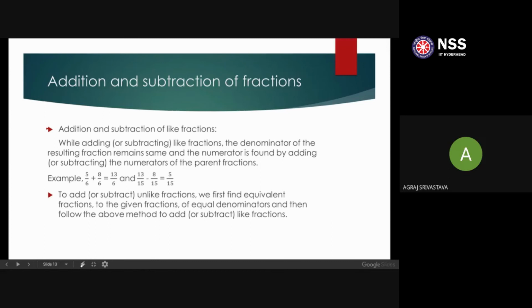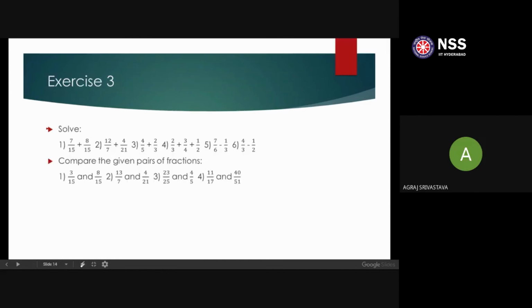But to add or subtract unlike fractions, we have to make the conversions to equivalent fractions with the denominator LCM, as we checked for the previous question, and then add or subtract the resultant numerators. So an exercise for the same, the first question is extremely simple. You just add the numerators, which gives you 15 by 15, and that's the whole number 1.